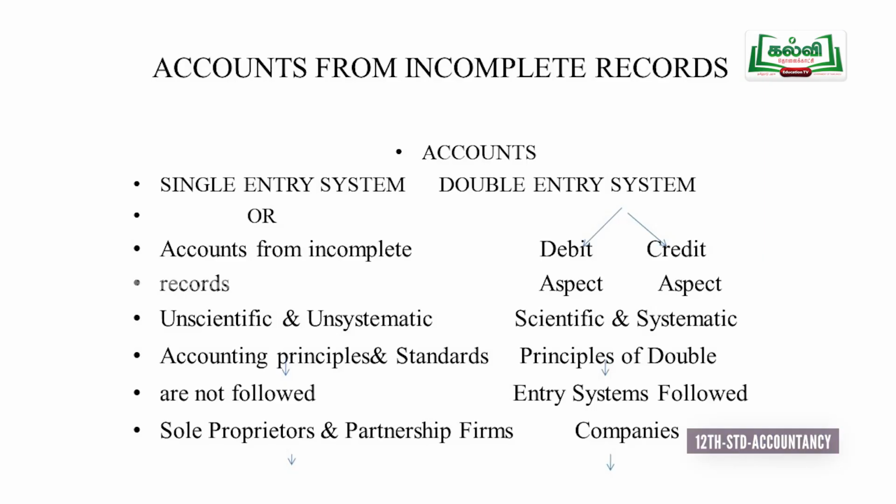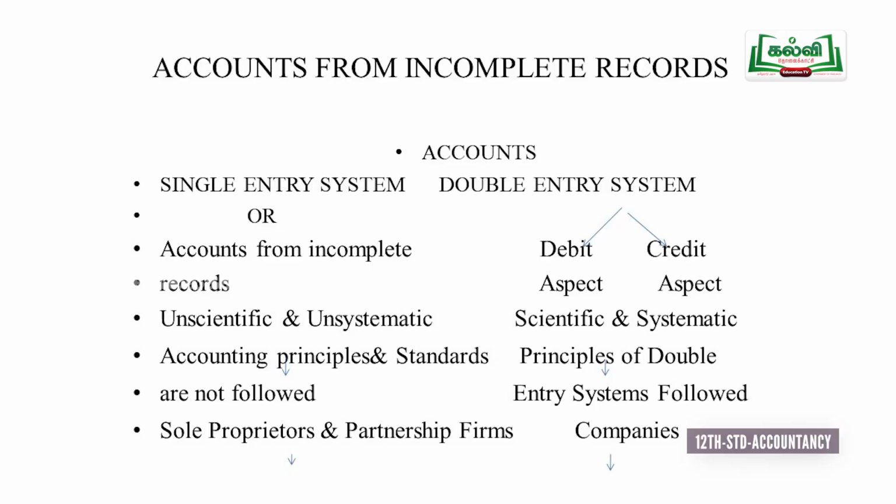Students, now we are going to discuss accounts from incomplete records. In accountancy, generally accounts are classified into two systems. One is the single entry system, another one is the double entry system. The single entry system is otherwise called accounts from incomplete records. Single entry system means only one account is recorded. That is, single entry system is always unscientific and unsystematic.